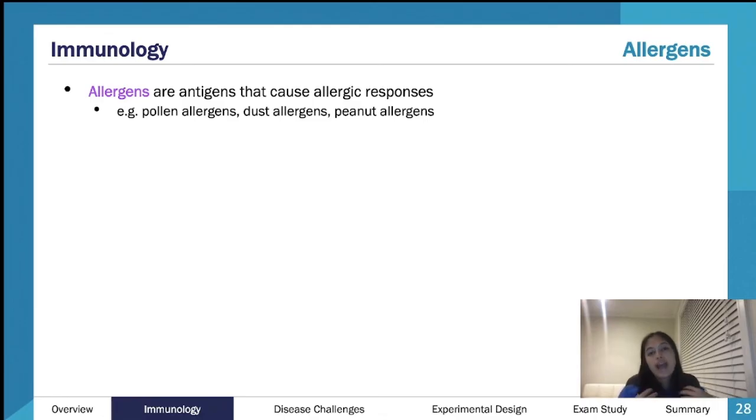With allergens, our immune system is basically very hyperactive, and it sees these pollen, this dust, this peanut, which isn't a source of a threat for us, but for some reason it sees it as a threat, and then it basically initiates an immune response.